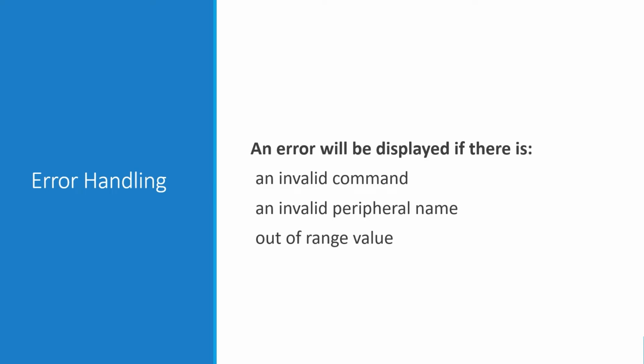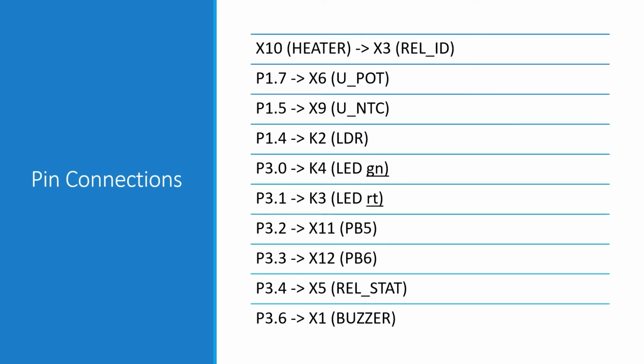The program can handle different types of errors. An error message is generated whenever there is an invalid command, an invalid peripheral name, or an out-of-range value. Before moving on to the demonstration, please note the pin connections in case you want to try the program yourself.